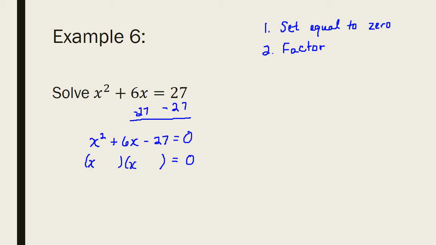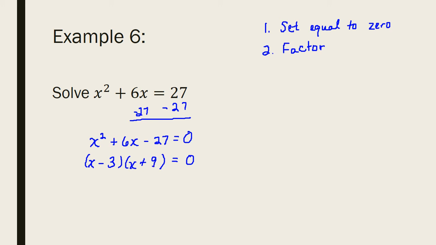So think, what are those two numbers that multiply to give you negative 27 and add to give us a positive 6? Now understand one's going to be negative and the other one's going to be positive. Because this is a positive 6, that means our bigger number is going to be positive. So you should have come up with a negative 3 and a positive 9.